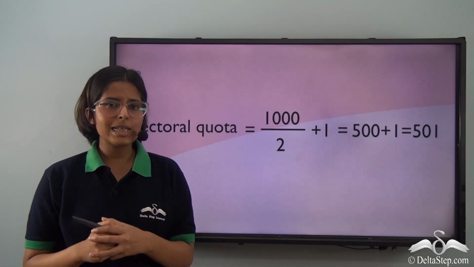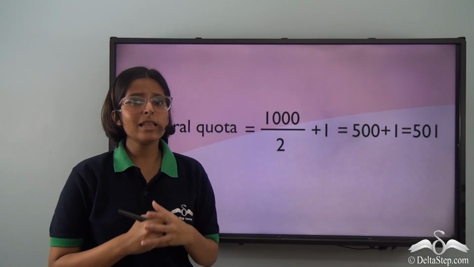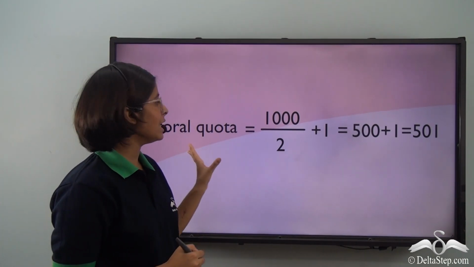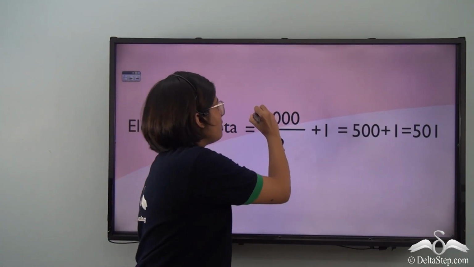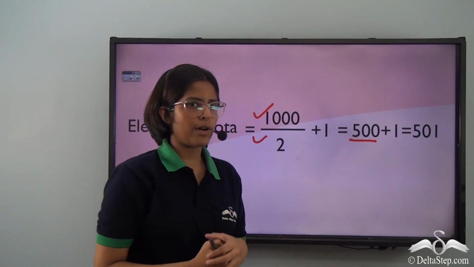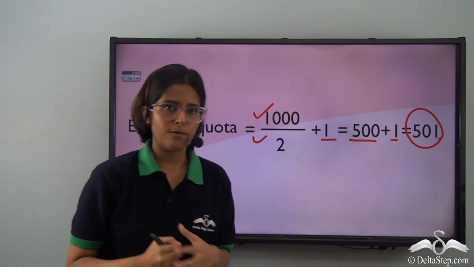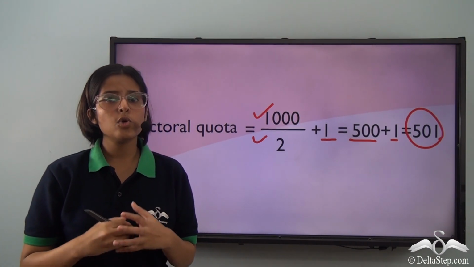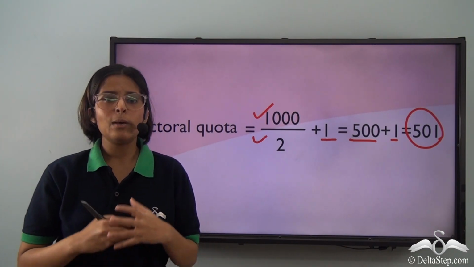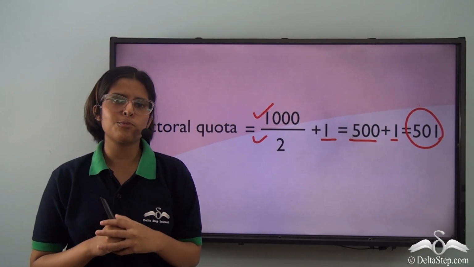For this election, let us calculate what the electoral quota will be. Now we had said that the total number of valid votes divided by 2 plus 1 would give us the electoral quota. So we have 1,000 voters. That divided by 2 gives us 500. And when we add this 1, we get 501 votes. So any candidate who is able to secure or fulfill 501 votes becomes the president. So first we will be calculating the first preference votes.